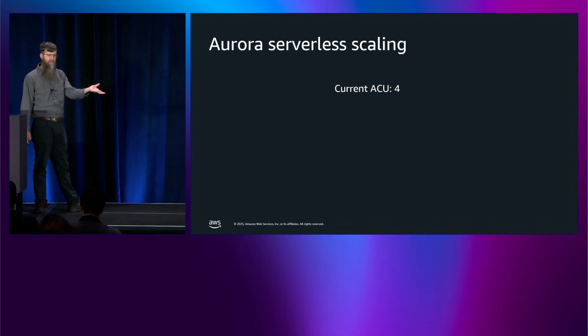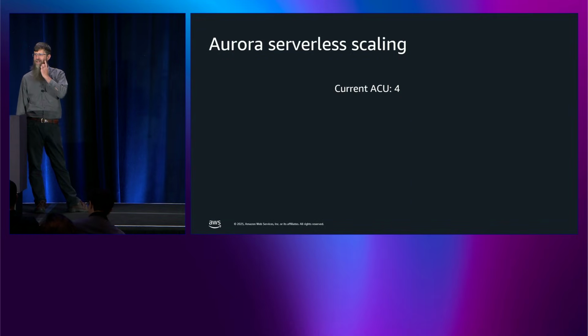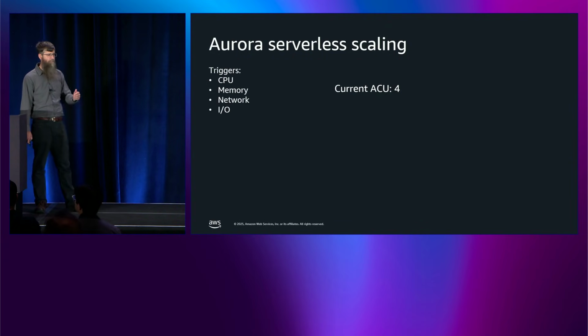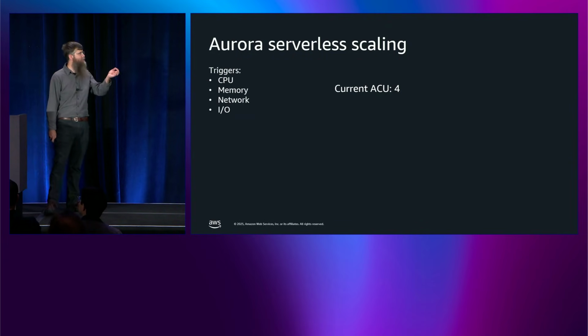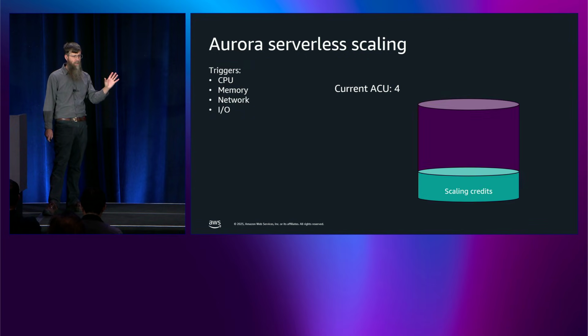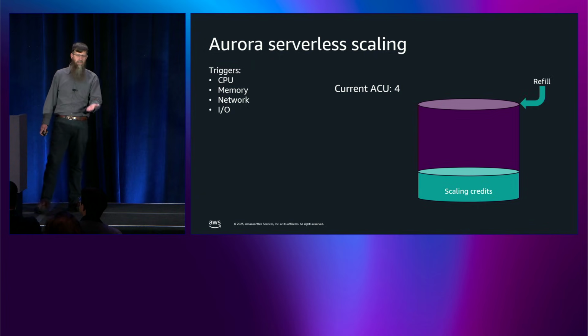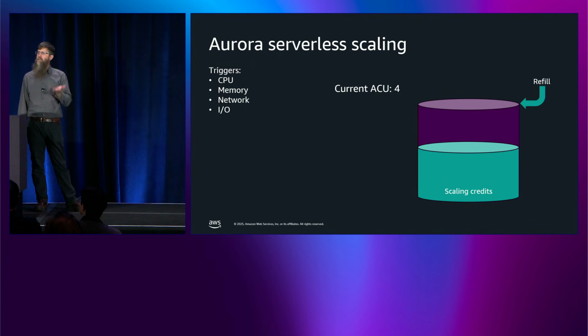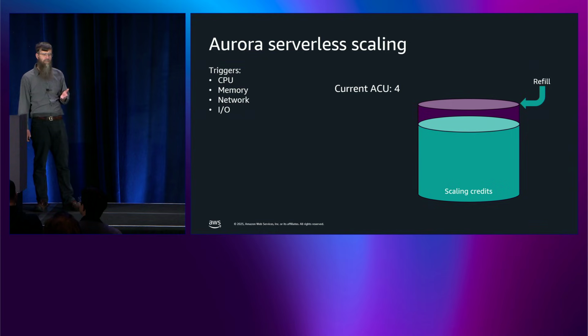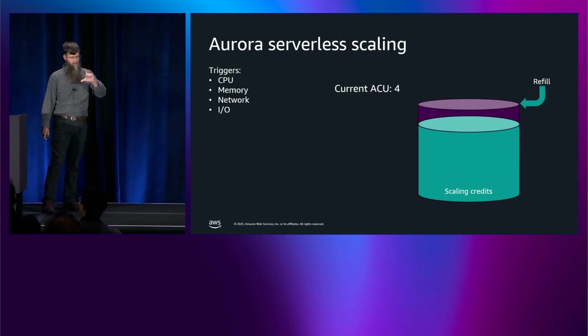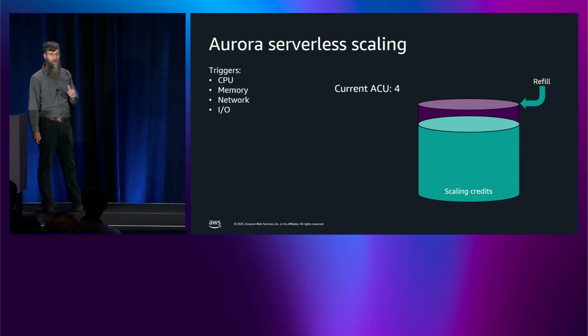Concrete example. So we start off with an example with 4 ACUs, right? Aurora Capacity Units. We are watching for changes in these triggers: CPU, memory, network, and I/O. We also have this bucket of credits off to the side. This is how the scaling mechanism works. So this scaling bucket is being filled up periodically. As it fills up, it means that if you need to scale now, you've got this many credits with which you can scale up to your max ACU limit that you've set.